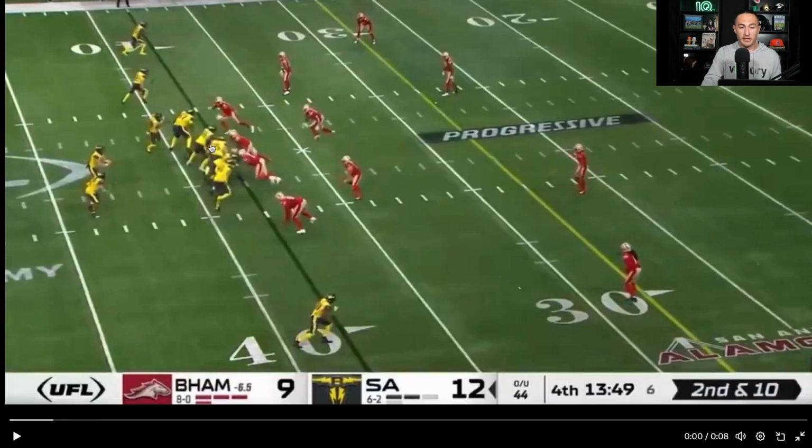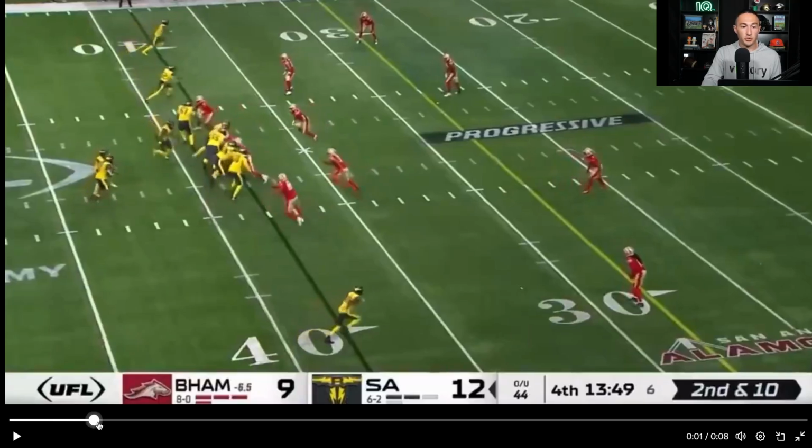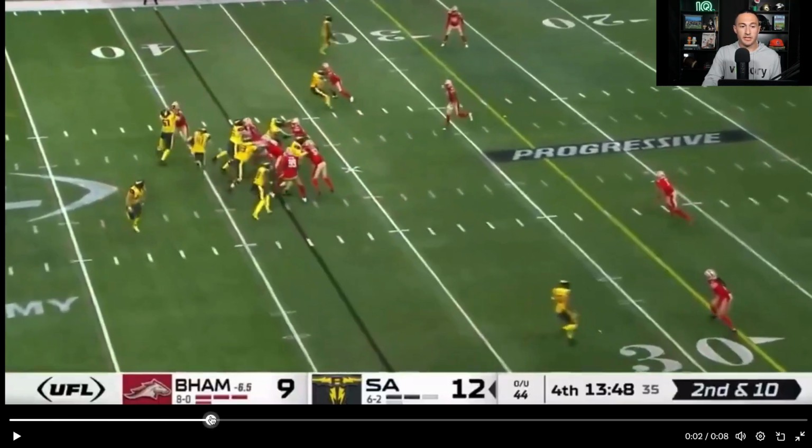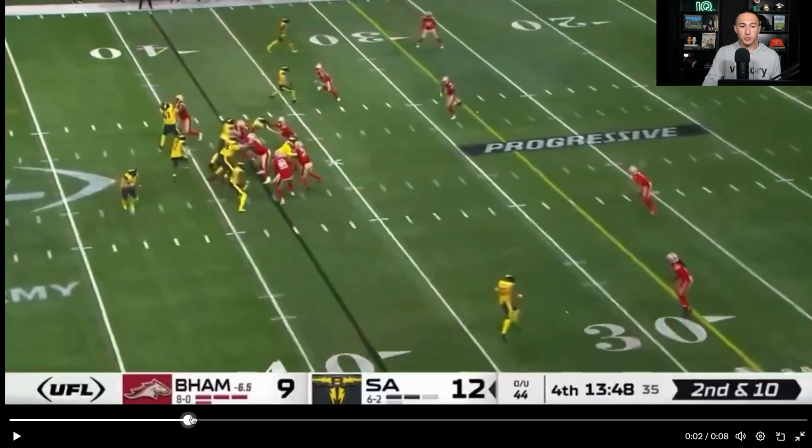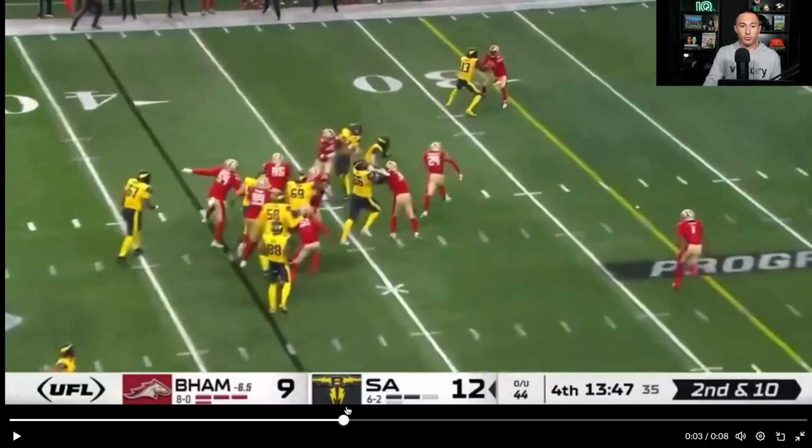If you look at the front side here, the center and the guard are going to double this player right here. So everyone's stepping, he leaks off the double team, and then that front side tackle, like we talked about, is going to kick out that defensive end, and naturally that's where that hole opens up for the running back.